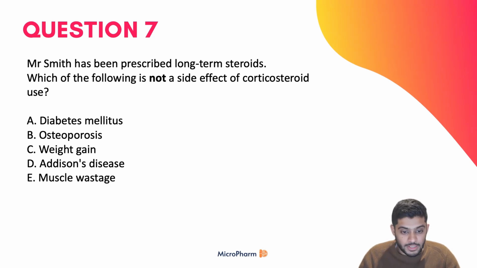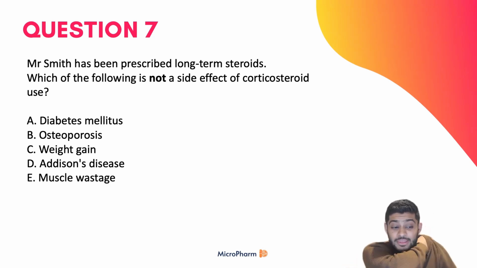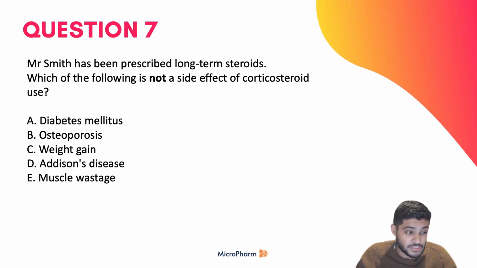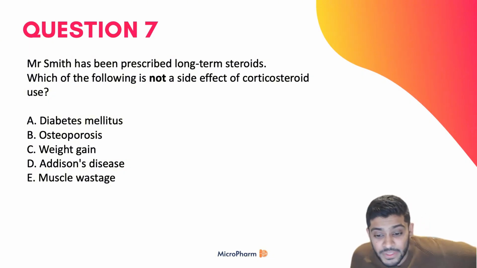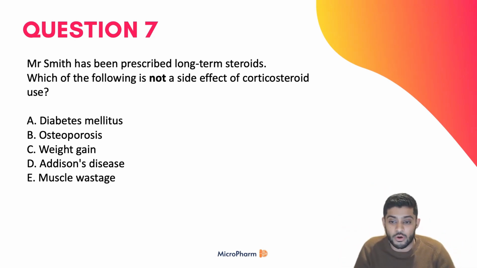So we've got really a split between Addison's disease and muscle wastage. So let's go through all of our different options. So when it comes to diabetes mellitus, long-term corticosteroid use can increase and elevate your blood glucose levels. This can potentially trigger or exacerbate diabetes. So something to keep in mind when patients are on long-term steroids. In terms of osteoporosis, long-term use of steroids can lead to a loss of mineral bone density. This increases the patient's risk of osteoporosis.